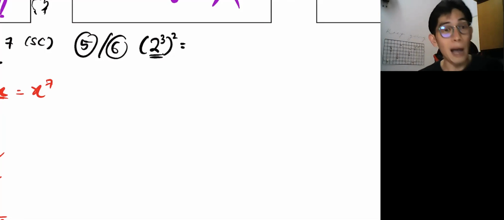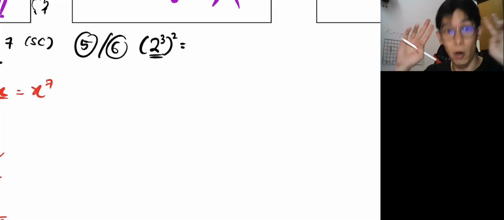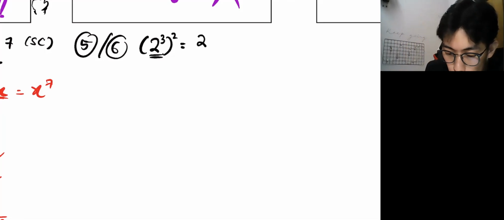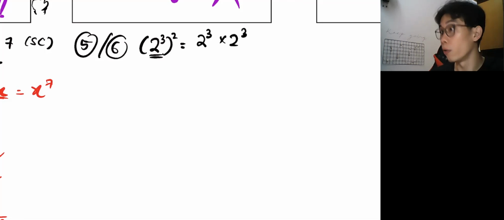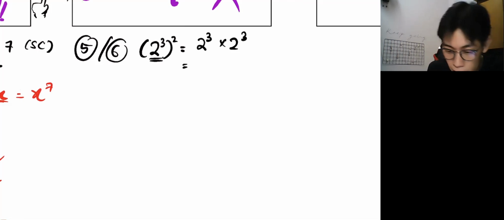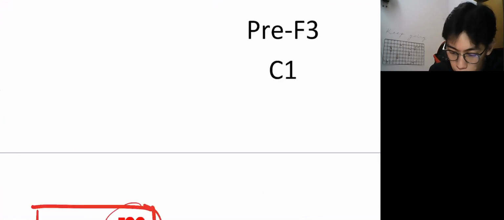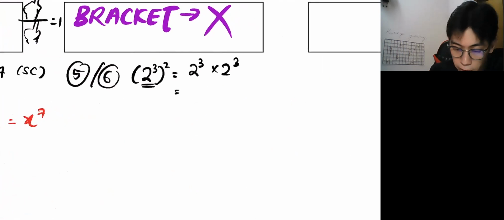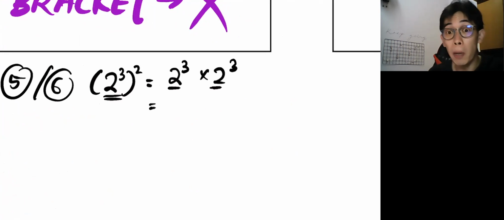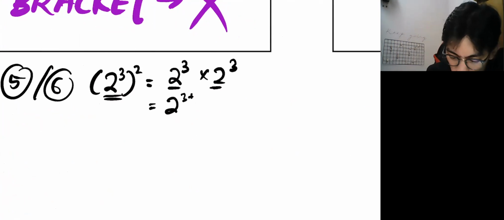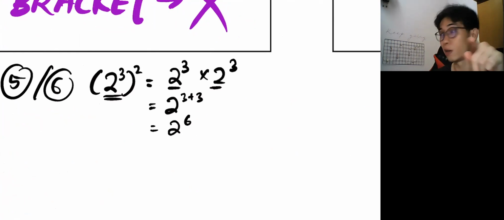So everyone, I don't care about the indices rule first. I care about the original idea. We know 2 power 3 is 2 cube. Square means you times it one more time, so it will be times 2 cube. Can you see the first rule comes in already? Same base, times, so you plus the indices: 3 plus 3. Answer is 2 power 6. See that?